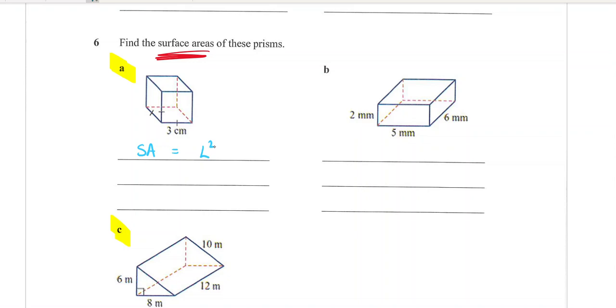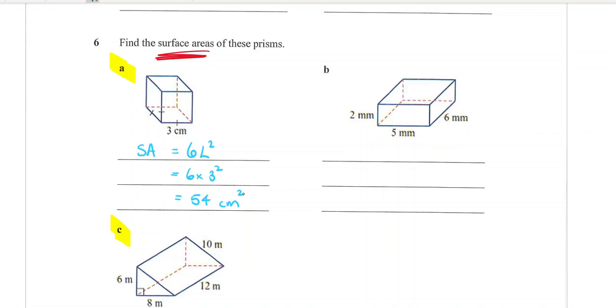How many faces does a cube have? 6. So it is 6 L squared because it's 6 squares that go around that shape. So the side length is 3. It is 6 times 3 squared, and 6 times 9 is 54 centimeters squared. It's still an area, so it's still squared. So question A has a formula. B is a rectangular prism. It has a formula as well.